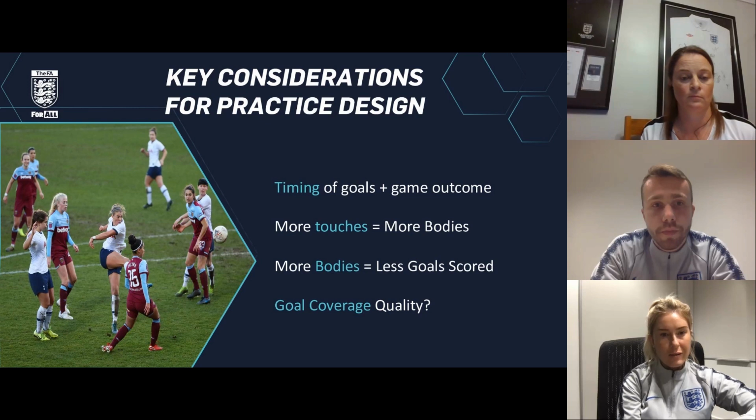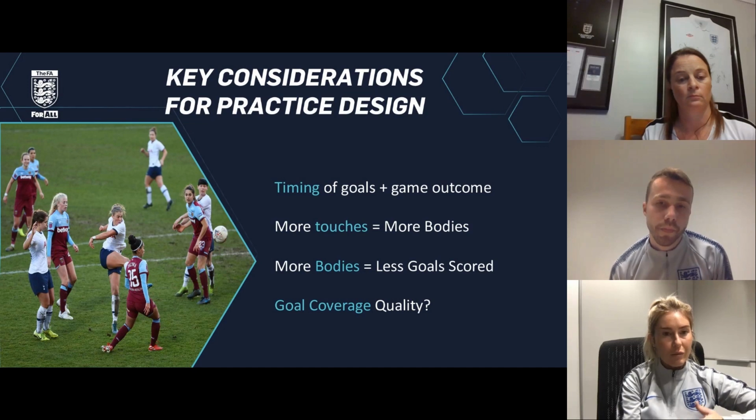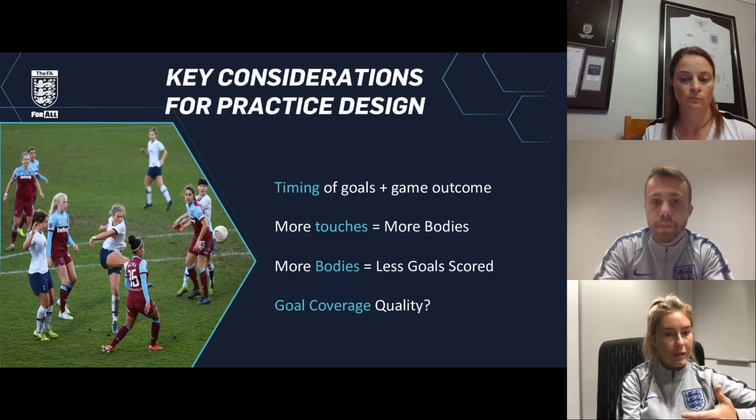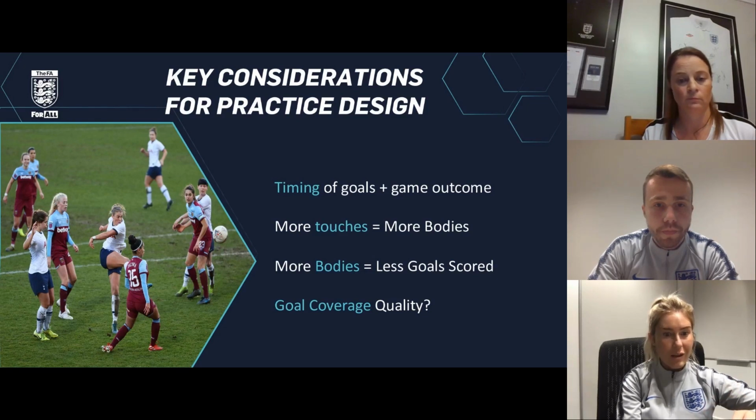I just wanted to highlight some key points from the conversation so far. I think the key points as a generalised overview are the timing of goals and the game outcome. So are we starting to think about the emphasis we put on that in practice design? More touches equals more bodies, from what the data is presenting to us. So when do we allow the opposition to take more touches? When do we delay to get more bodies in? And the balancing act is, how do we avoid giving them too much time, which just allows them the shot anyway? So how much do we delay versus how much pressure do we get on the ball?